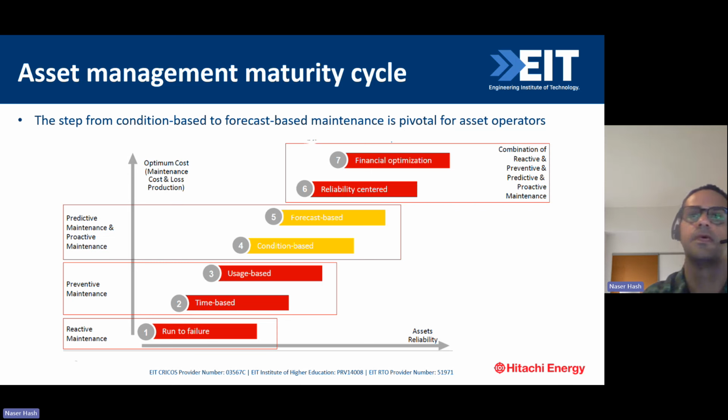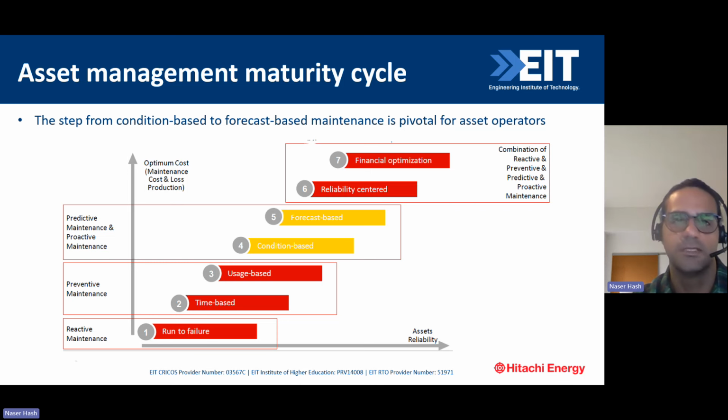Okay, great. So let's talk about the asset management maturity cycle. In industry, we have different levels of asset performance management. The lowest level is that we run the equipment until it fails. What does it mean? It means that we have equipment where the cost of maintenance and monitoring is much more than the cost of buying new equipment. So we run it until it fails.